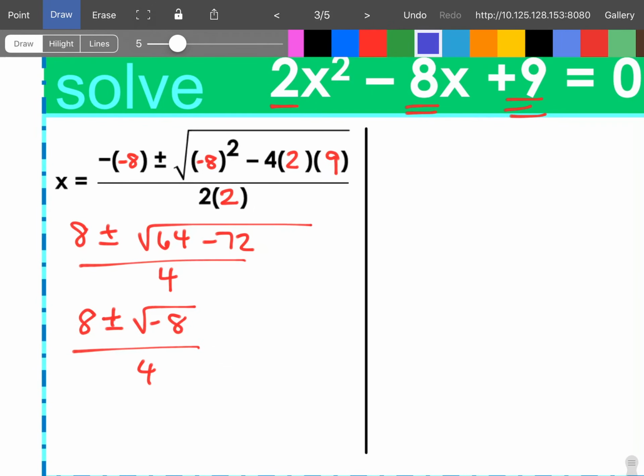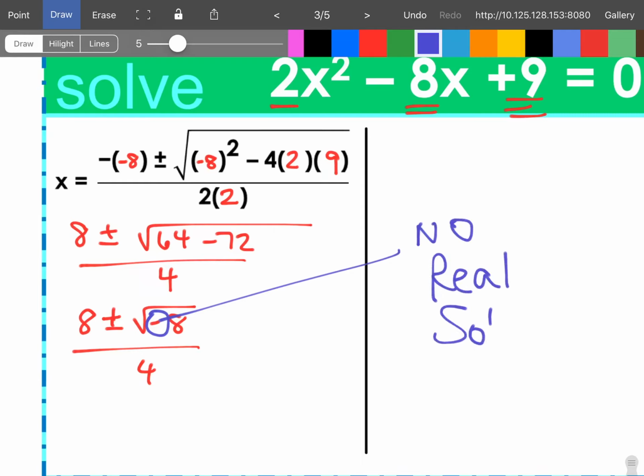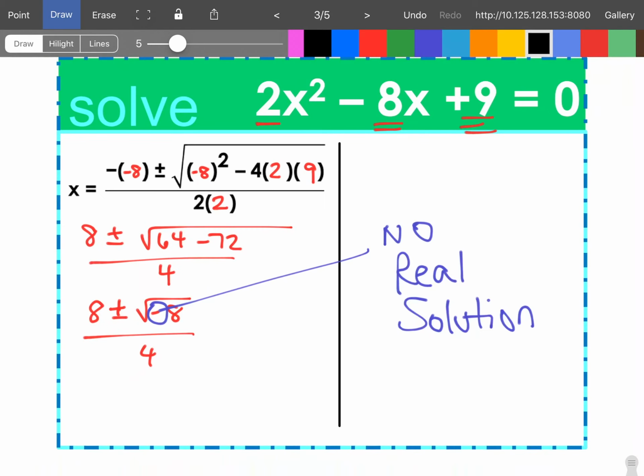And at this point, you need to stop, because anytime we have a negative in here, that means there will be no real solution. So if you're wondering what that graph looks like, that is a graph where the parabola just does not cross the x-axis. It would look something like that.